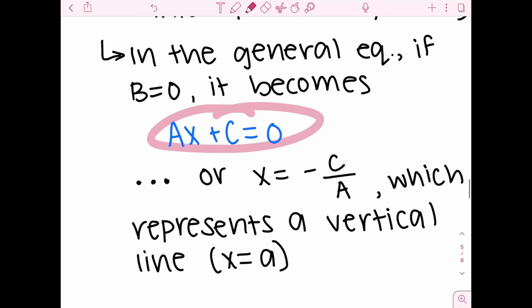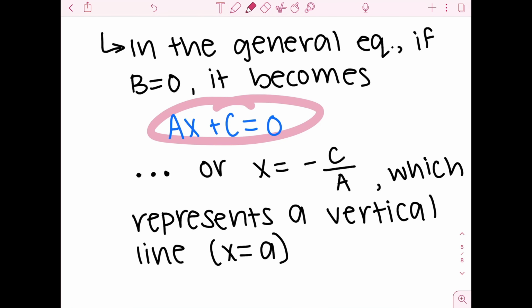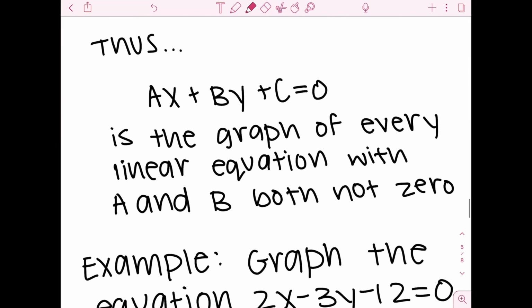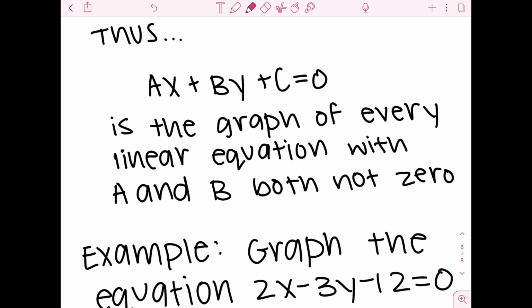So scrolling back down, ax plus c is equal to 0, or x is equal to negative c divided by a, which represents a vertical line. It's just that in this case, a down here can be a fraction, negative c divided by a. Thus, ax plus by plus c is equal to 0 is the graph of every linear equation with a and b both not 0. They can't both be 0, otherwise you'll just have the c term left over, which means that it's not even a line.